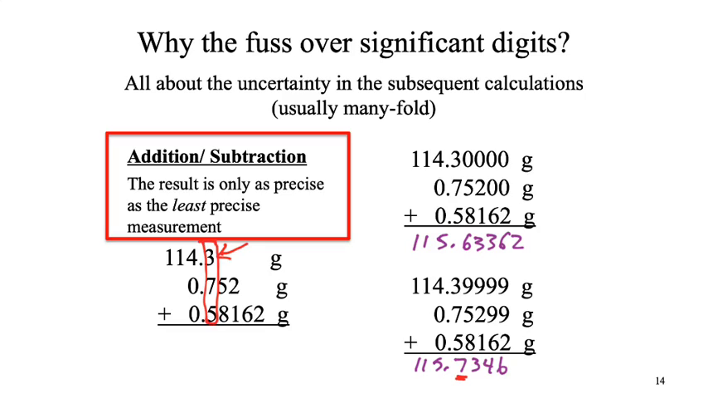Okay? So this isn't just something we made up. That's just how it works. You can look at actual calculations to see where these things come from. Okay? So that's addition, subtraction.